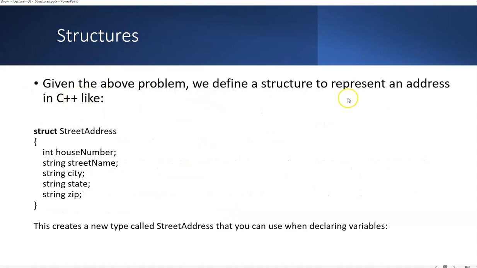Given the above problem, we define a structure to represent the address in C++ like struct street address, and then we put brackets, and each field would have its own declaration within the struct. Int house number, string street name, string city, and so on. Notice they all have semicolons, and the structure itself must have a semicolon at the end, which I don't show here.